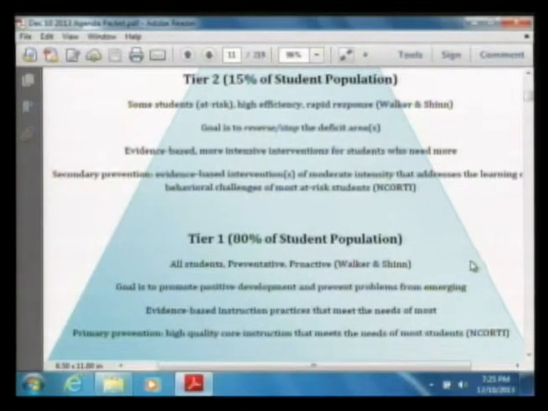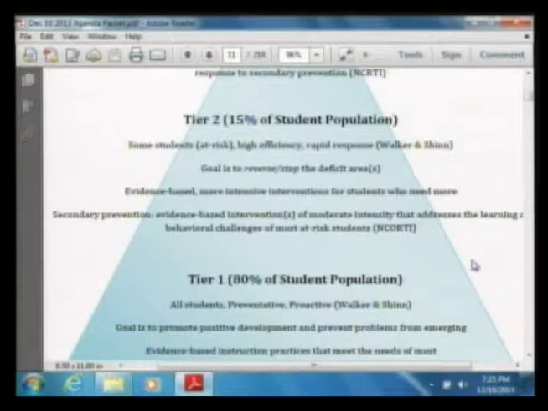And then Tier 2 is where you start providing interventions for your at-risk students. So they're of moderate intensity, for students that are at risk for academic or behavior difficulties. We have a process in the building that we go through for making decisions on which students need those additional interventions. And the goal is to eliminate the gap between those students and the students that are in Tier 1.